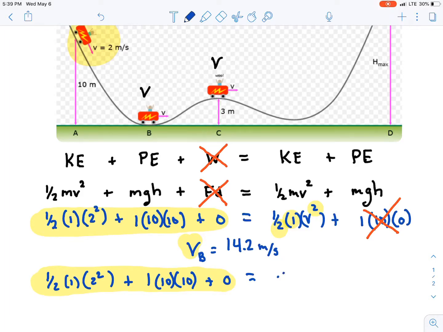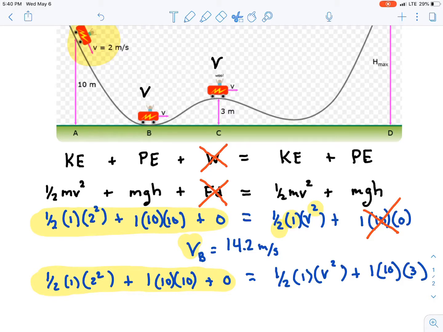So what happened there? 1/2 times 1. We still don't know velocity squared. Plus this time we have 1 times 10 times 3 meters high. Okay, so punching this into the calculator. I just punch these into the calculator just plain.